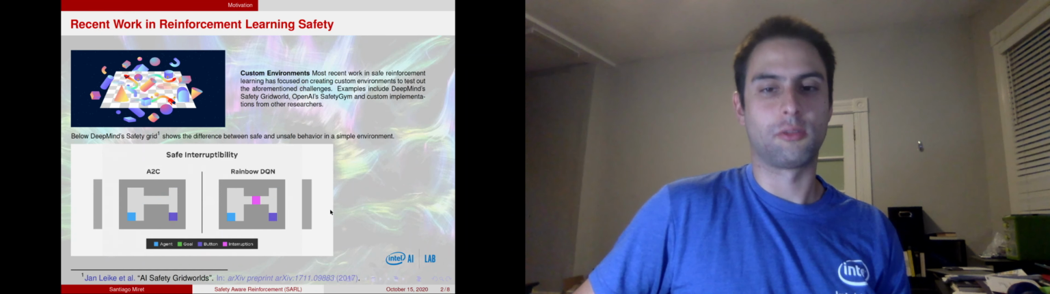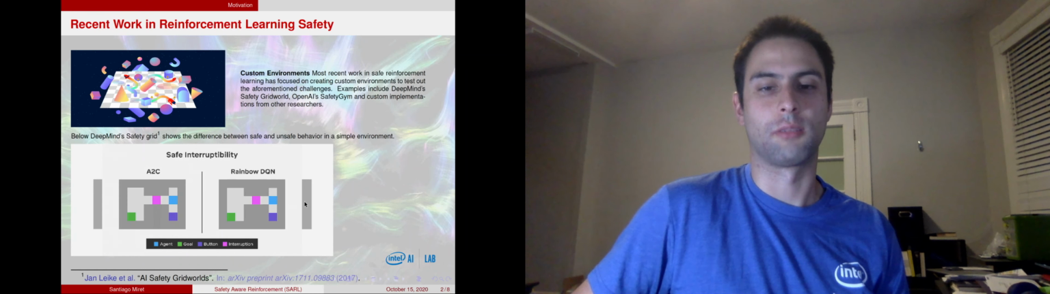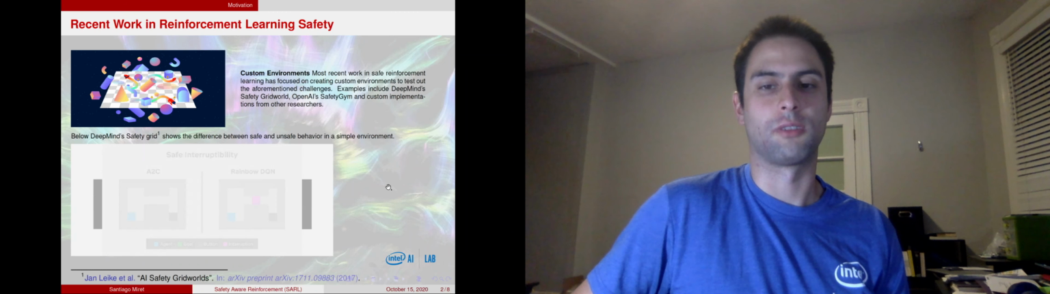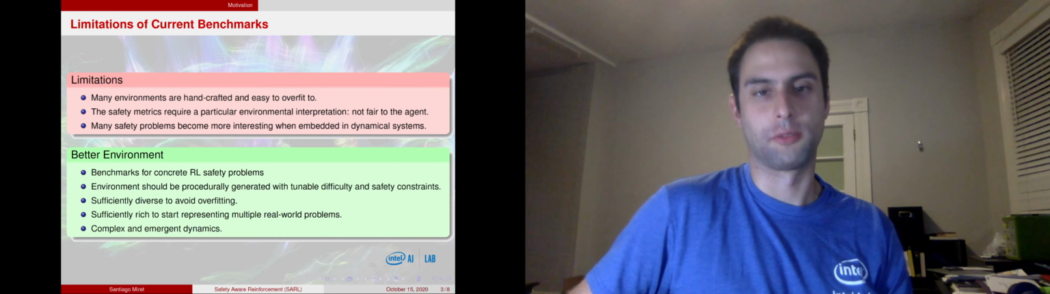And because it is so important, researchers have already started to develop platforms that you can test your ideas on. So one of those platforms for RL environments is DeepMind Safety Grid Worlds, which you see an example of here. And another one is OpenAI Safety Gym, both of which allow you to create these test beds to investigate different safety scenarios. Now, a common problem with many of these test beds is that they're very specific to what the designer wanted them to be.